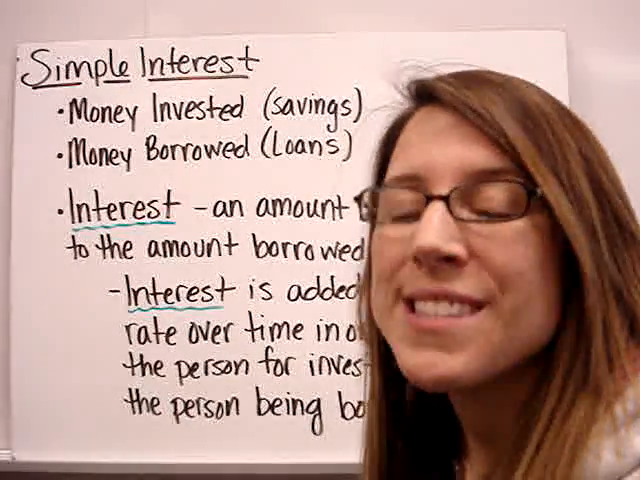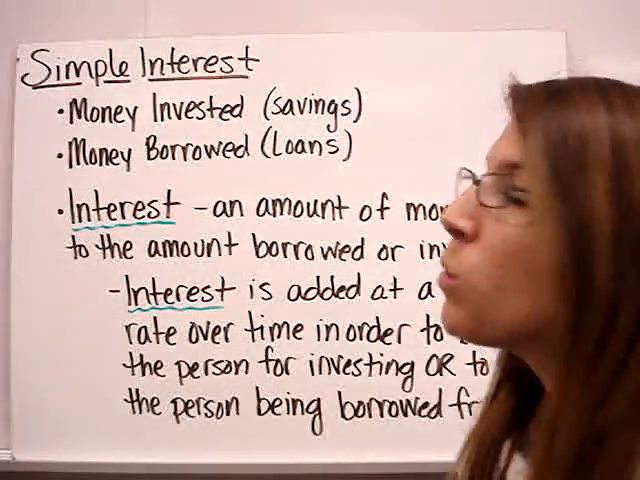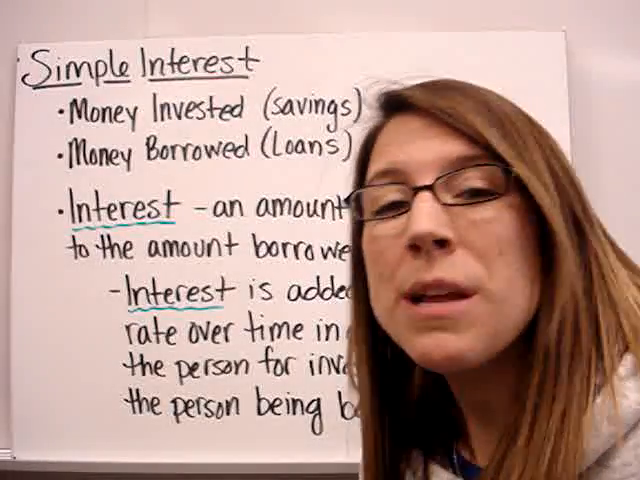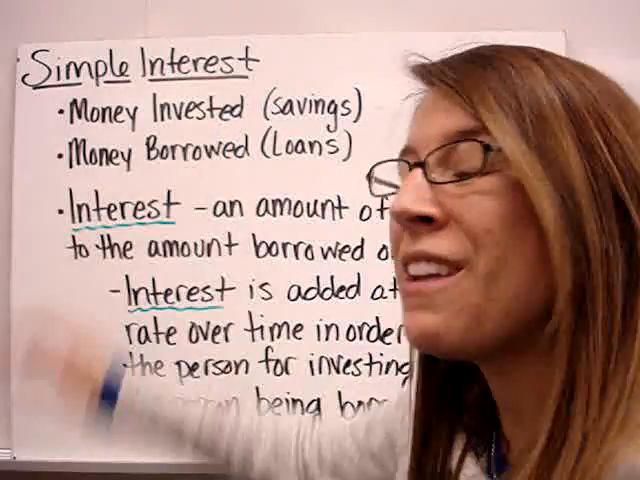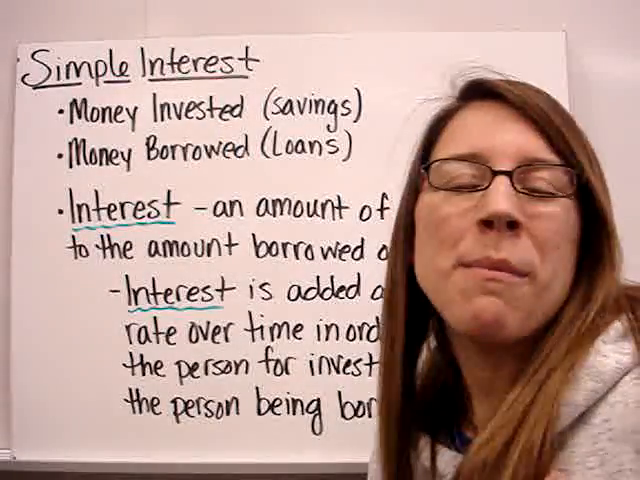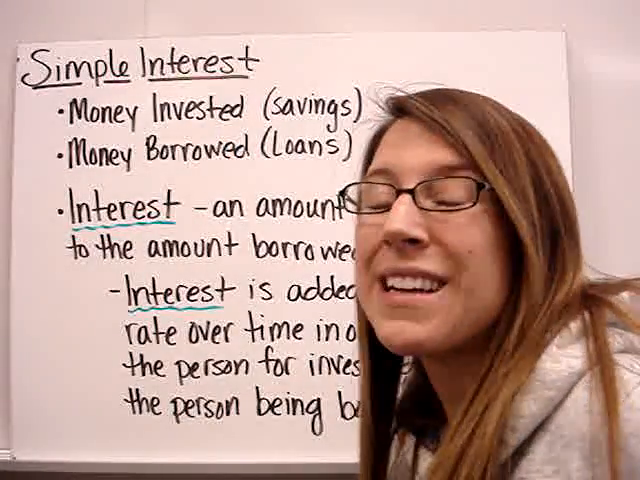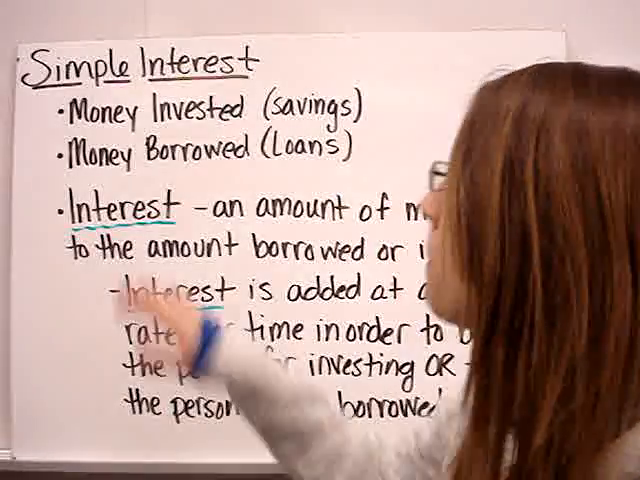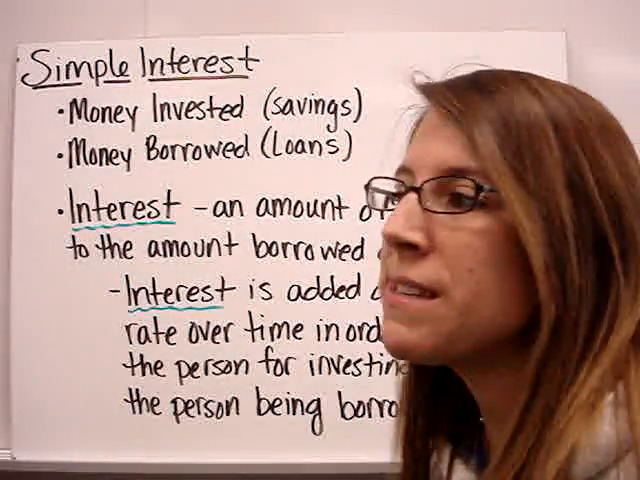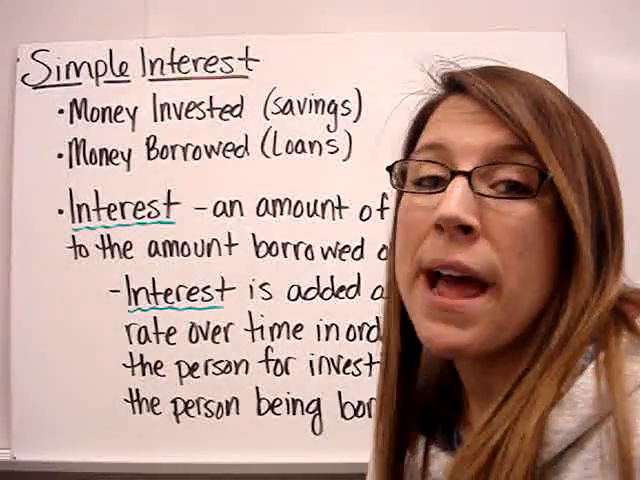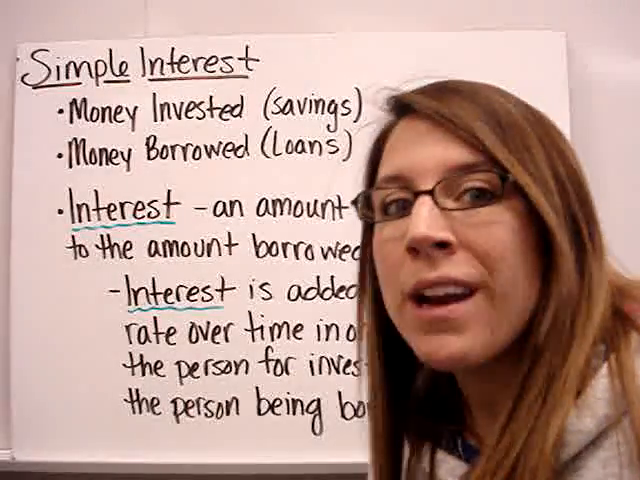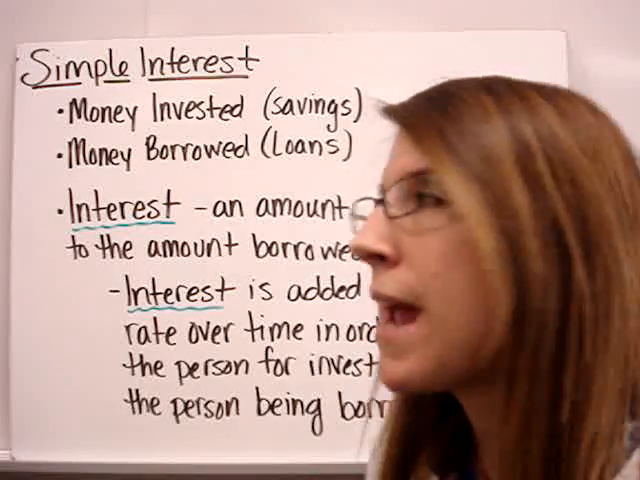Here's your lesson on simple interest. Now, when we're talking about simple interest, we're pretty much talking about two different kinds of situations. Either money invested, something like a savings account, or money borrowed. And this would be something like borrowing money to buy a house, or borrowing money to buy a car, or just borrowing money using a simple interest rate.